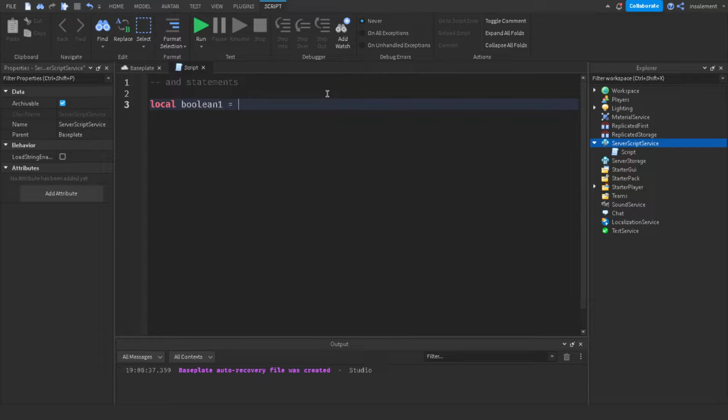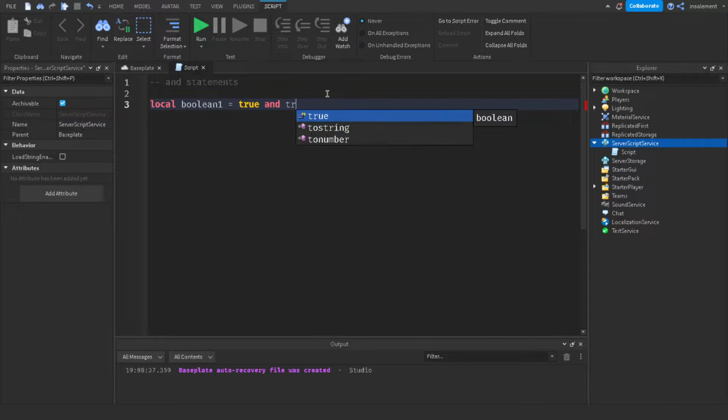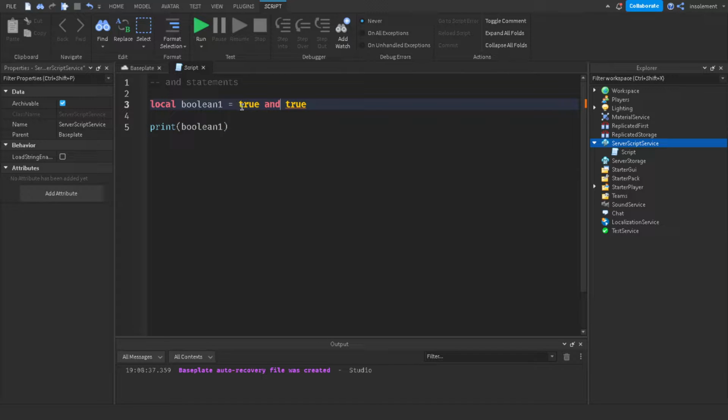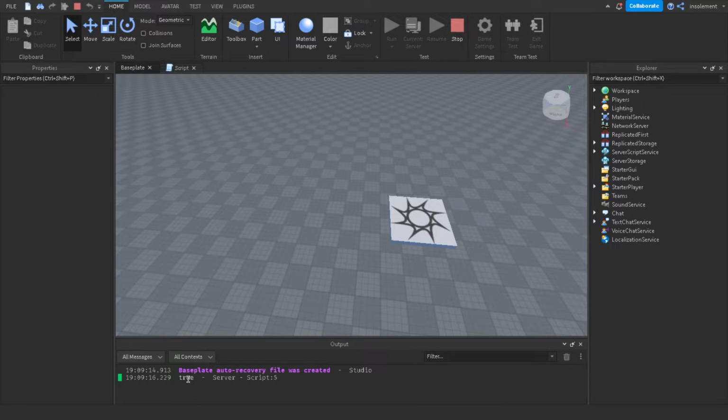Let's create a variable. So what and statements do is they need both sides to be true. So if I were to do true and true, and I were to print boolean 1, this would be true. This entire statement would be true, right? Because true and true would make true. If I were to run it, it would return to us true.